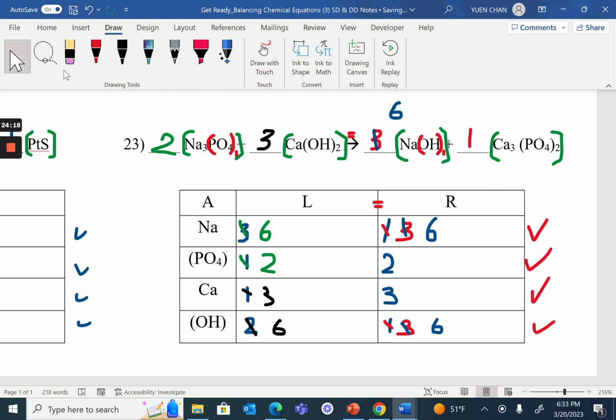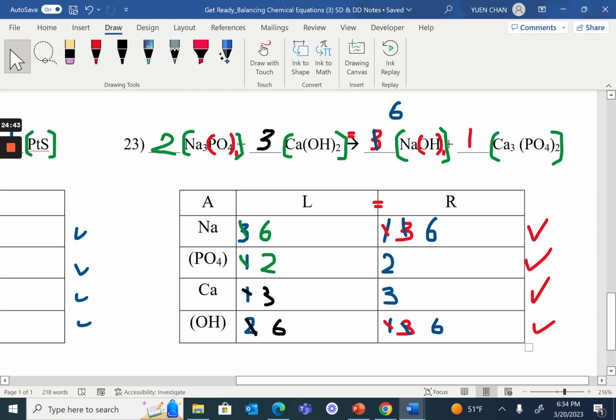So now you can see that there are some coefficients that you need to go back to change. Depending on the order of your balancing, sometimes your work will be different in the table. But your final answer should be the same. So it doesn't really matter which atom you change first, which atom you change later, as long as you put the number on the top of the equation with the bracket outside first before you change the table. Do not change the table and then go back to change the number on the equation because you flip the process.